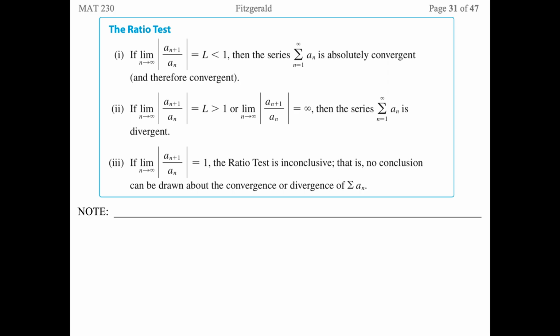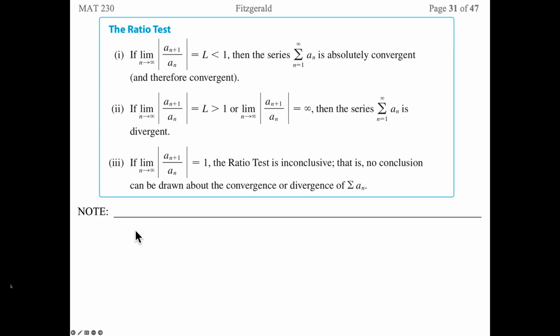Now, if the limit is less than 1, then that original series for a sub n is absolutely convergent. If the limit is greater than 1 or equal to infinity, then the infinite series for a sub n is divergent. And if your limit is equal to 1, then the ratio test is inconclusive. So no conclusion can be drawn about the convergence or divergence for this infinite series.